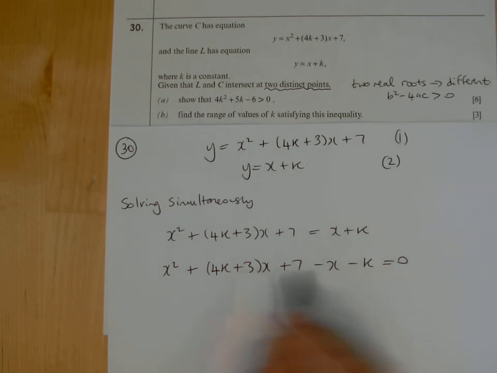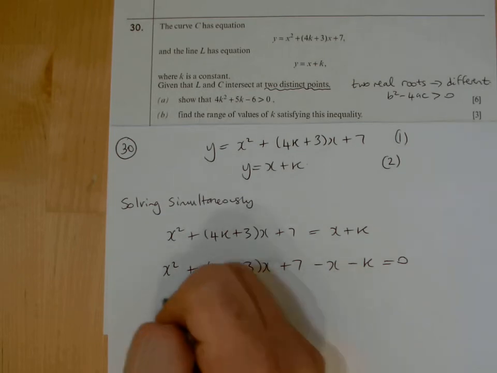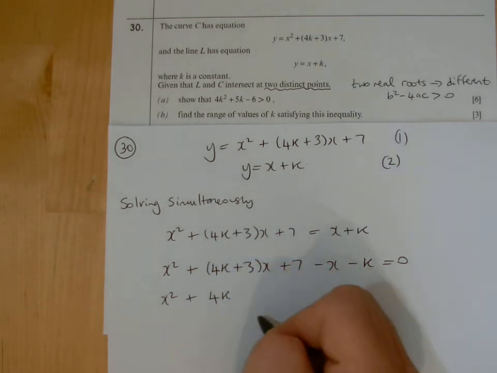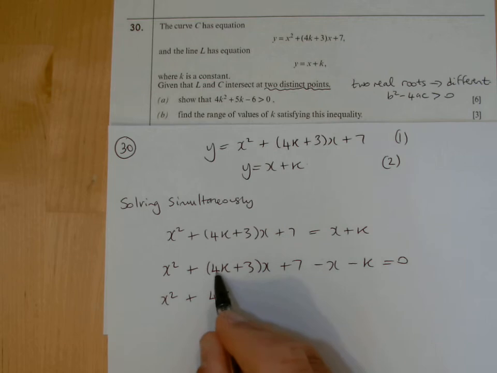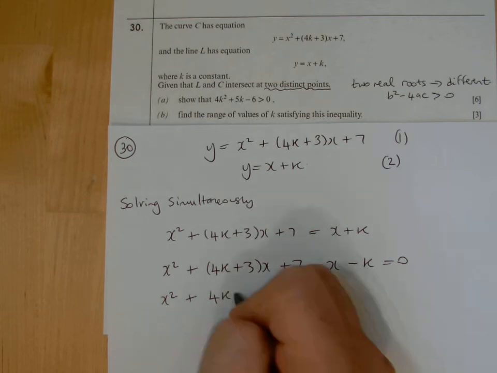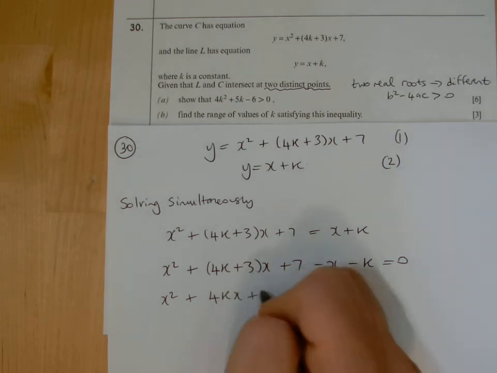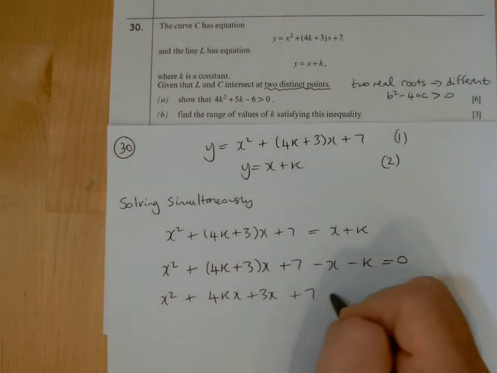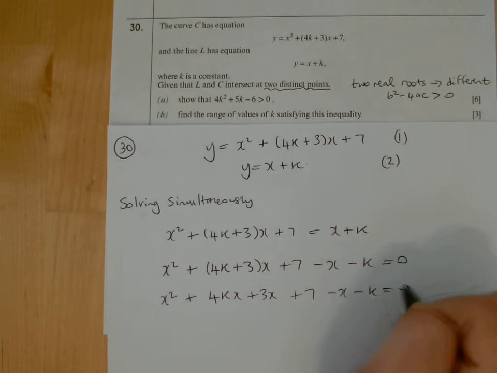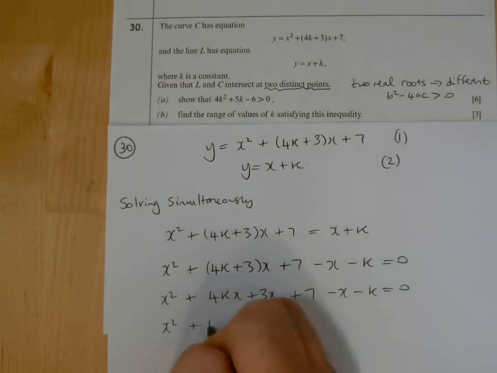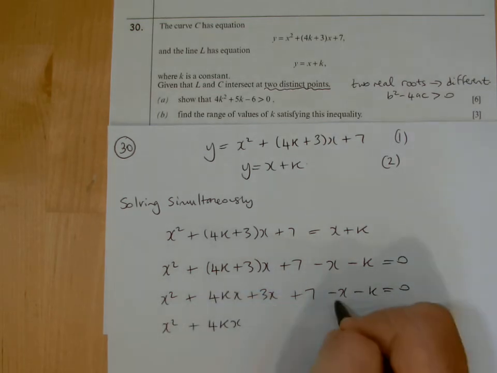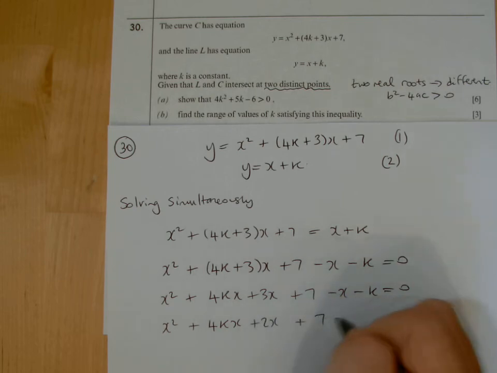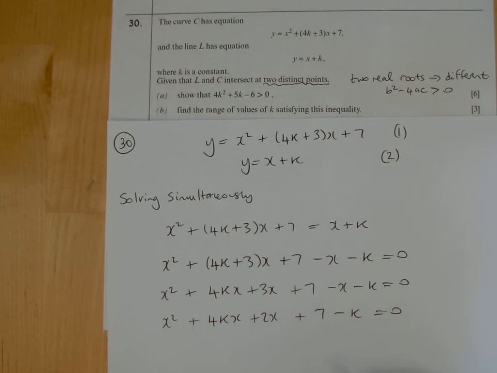Now, if you can't quite see how to do that, what you could do is just expand that bracket to begin with. So you've got 4kx when you multiply, and then you've got 3x when you multiply out, plus 7 minus x minus k equals 0. If you then put the 3x and that minus x together, that gives you 2x, plus then 7 minus k equals 0.